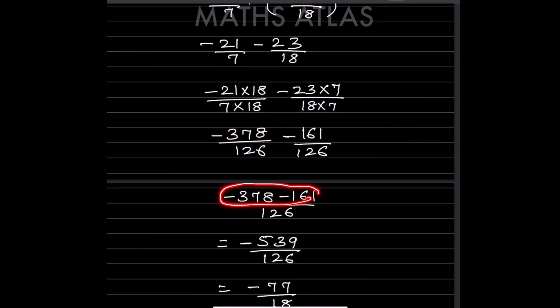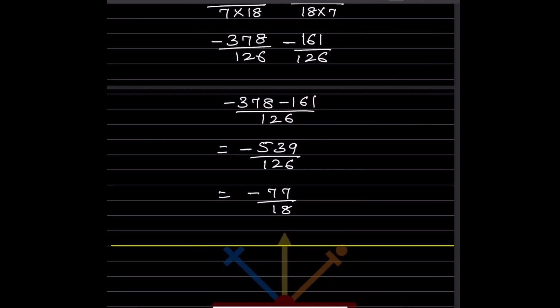And see here, both negative means you are going to add and put the negative sign. So it will be minus 539 by 126. And when you simplify, your answer is going to be 77 by 18. So you can also check this one. How is it going to be?